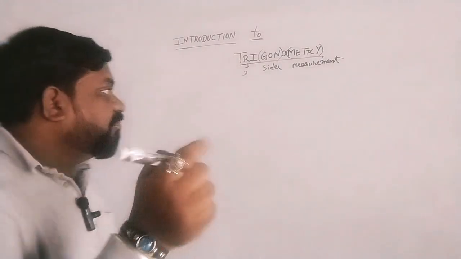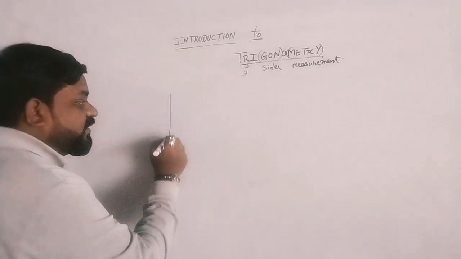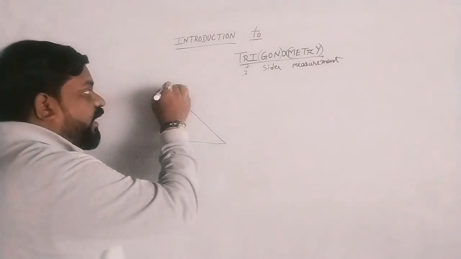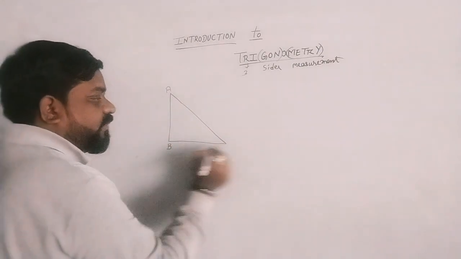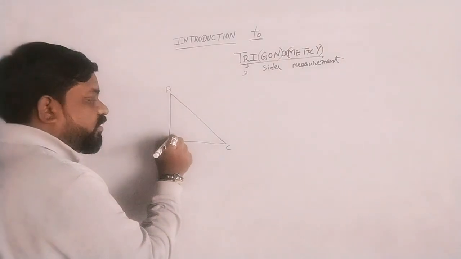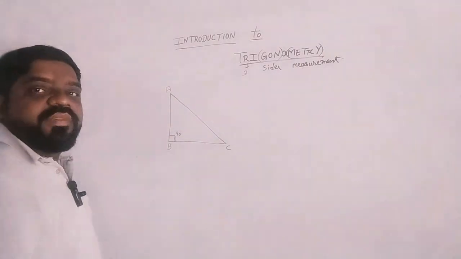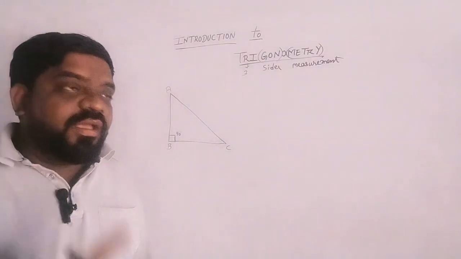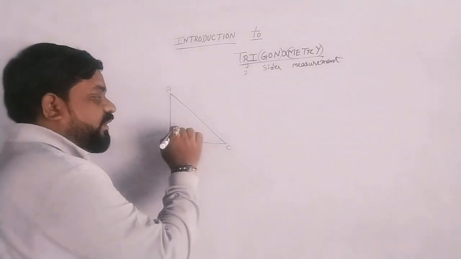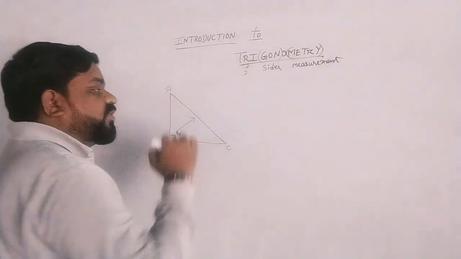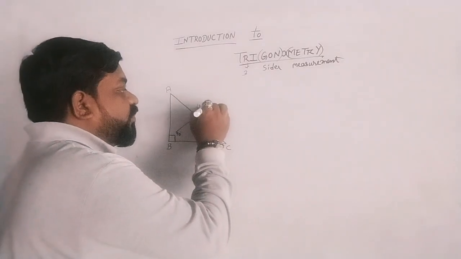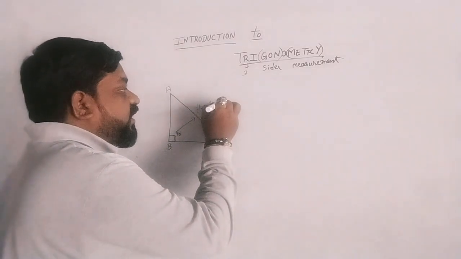Now let's start the basics. Consider a right angle triangle and I will name it as ABC, and I will mark the angle B because it forms 90 degrees. Now the side opposite to the 90 degrees, that is AC, we call that side the hypotenuse side.